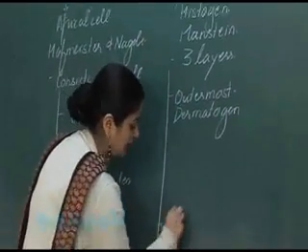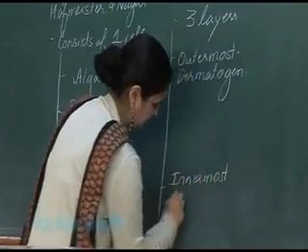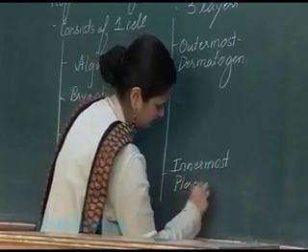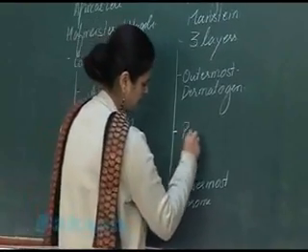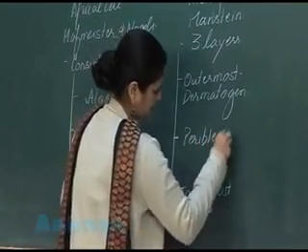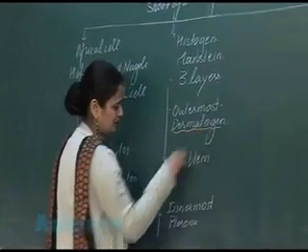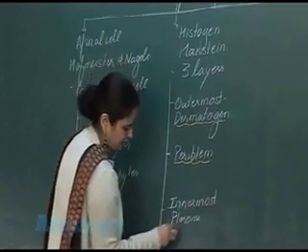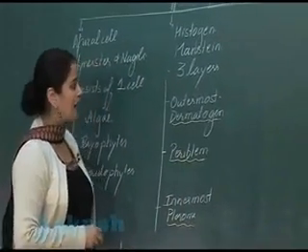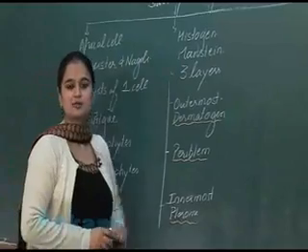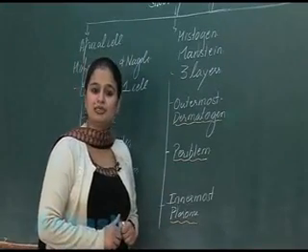Right. The innermost layer is plerome and the middle one is peribulum. So three layers: dermatogen, peribulum, plerome. These are the three layers part of the shoot apical meristem according to the histogen theory. So let's see now what are the functions performed by these three layers.